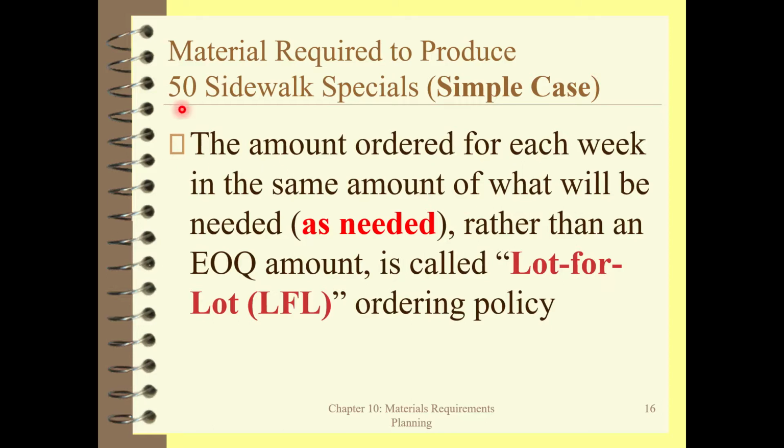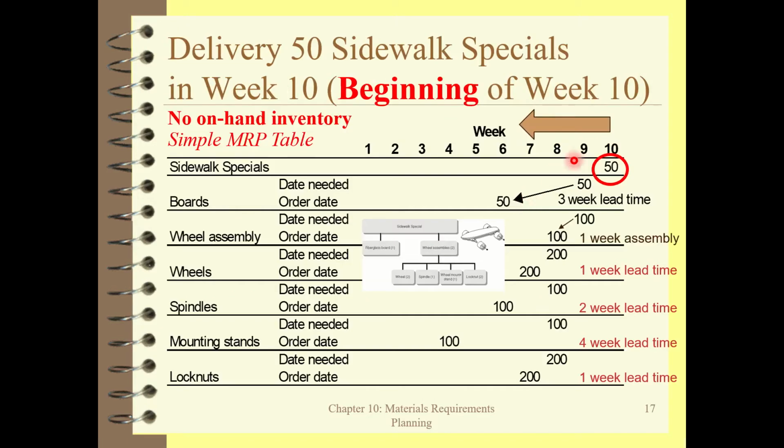So if I say that we need 50 sidewalk special at the beginning of week 10, what is the quantity that you have to order and when? That is the MRP table preparation. Everything is at the beginning of weeks, right? So you need 50 sidewalk special at the beginning of week 10.